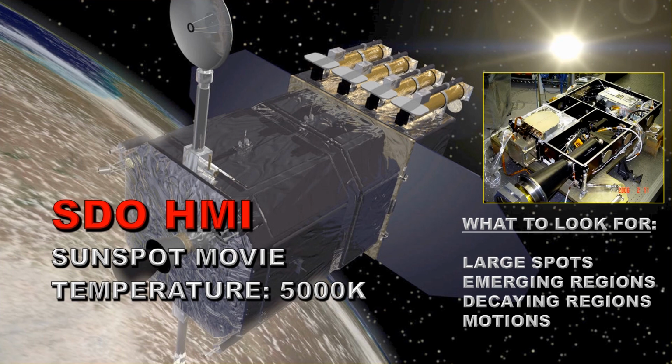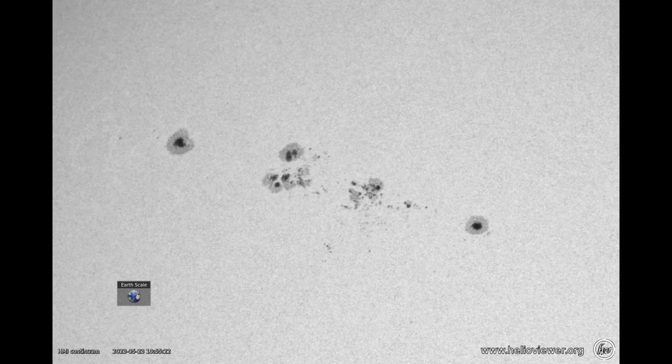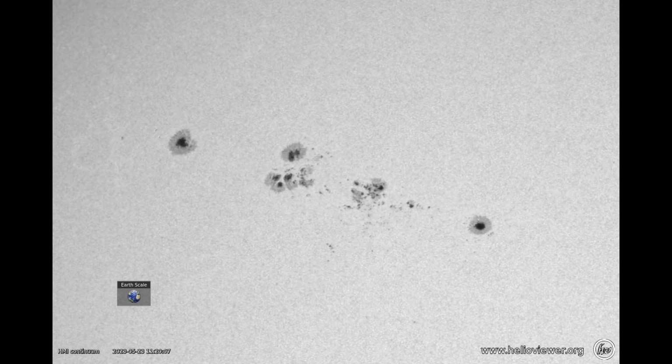So let's take a look at some movies. We'll start at the surface of the Sun and then move outwards and upwards in temperature. We're starting with the sunspot movie from the Solar Dynamics HMI instrument, which has a characteristic temperature of about 5,000 degrees. You're not going to see much change in the sunspots when the flare occurs.